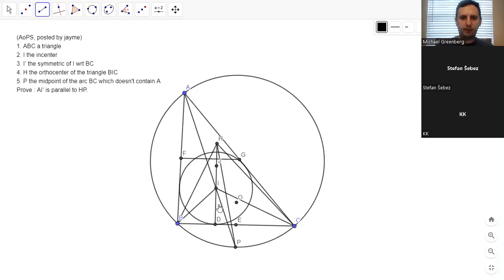So DI over IJ, that's DI over OE. Oh, I've solved it. Okay. You can get rid of the midline. Okay. And keep the H. All right.